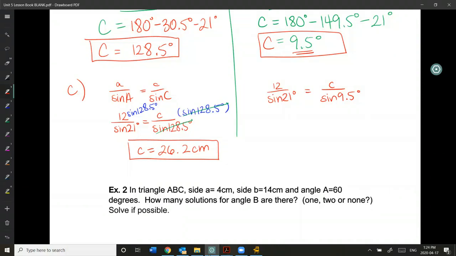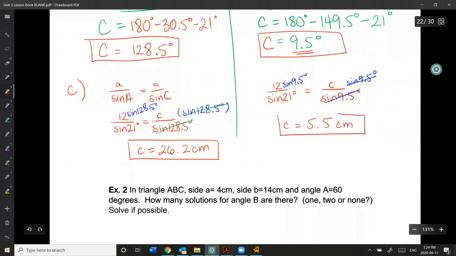Okay, then you can enter that into your calculator for the second calculation here with sine of 9.5 multiplied up here. So these will cancel, and then just enter into your calculator. Okay, again, round to 1 decimal place, you should end up with about 5.5 centimeters as your answer for case number 2. Okay, just as we suspected, this side is much shorter than the other option for side C.